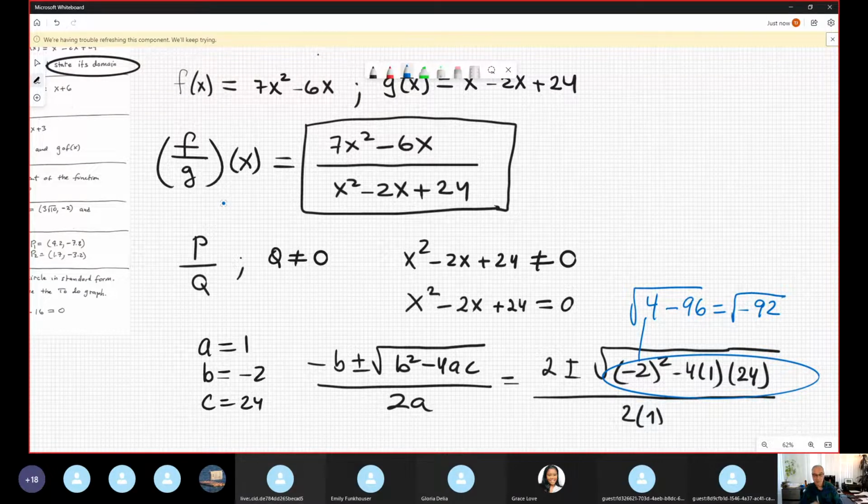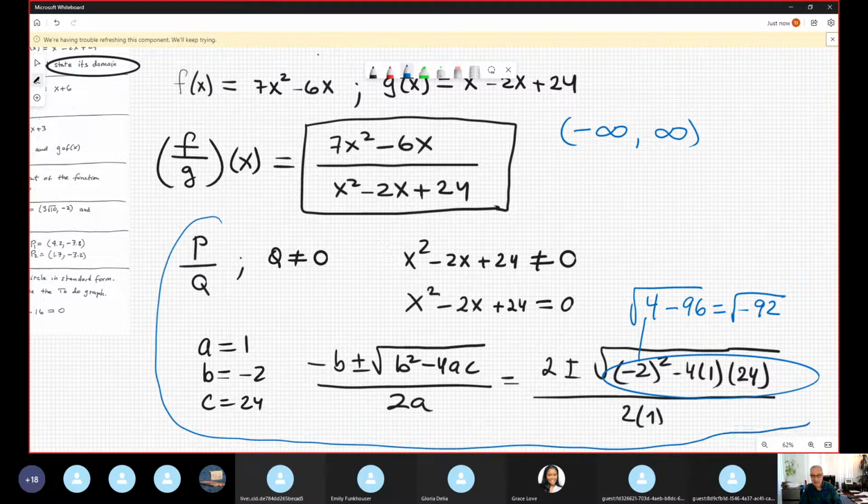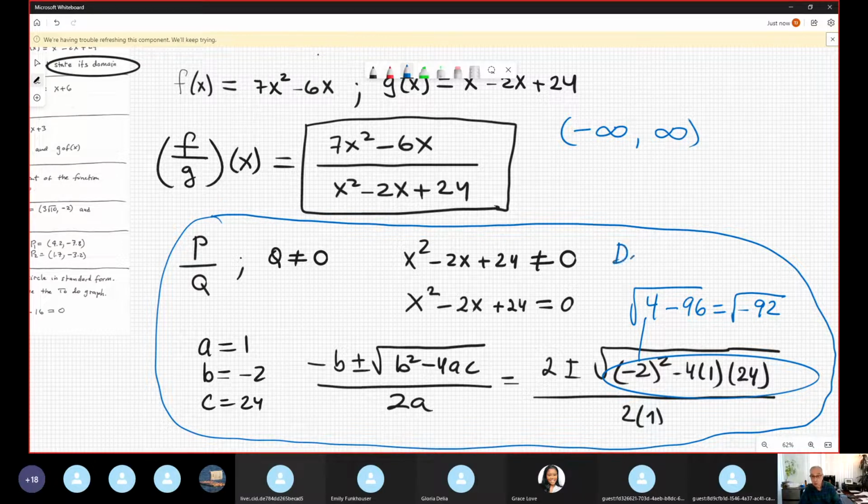And remember, the assumption in that chapter of the domain is all real numbers, and of course you exclude some restrictions, and the restriction is what I investigated here. I obtained an imaginary number, and an imaginary number is completely outside this. That means there does not exist a restriction. Therefore, the domain is all real numbers. End of story. But you need to investigate.